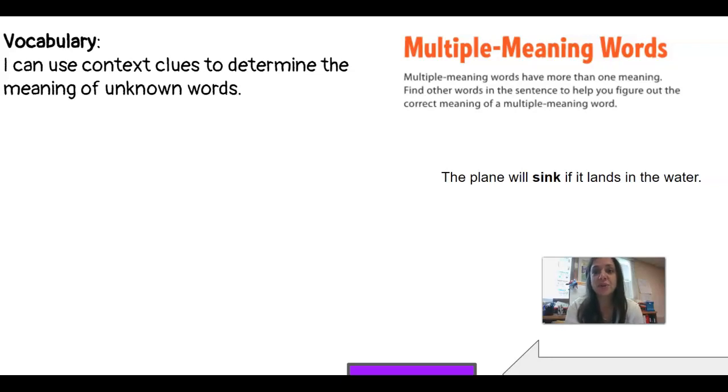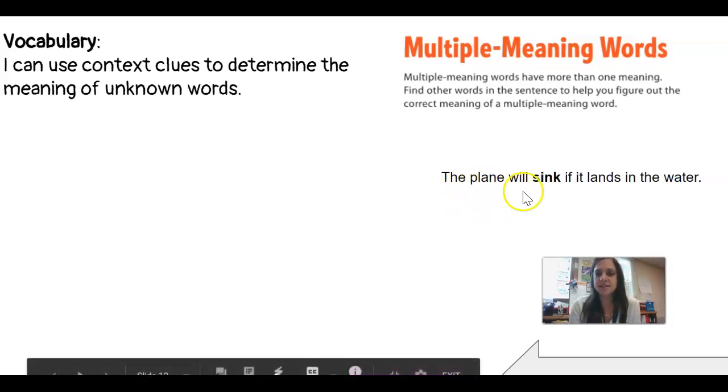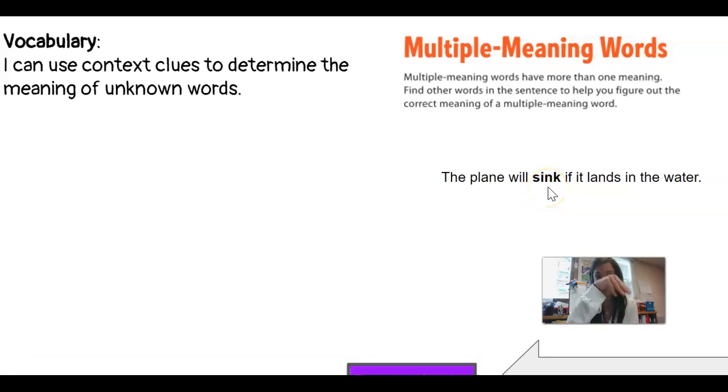We will find other words in the sentence to help us figure out the correct meaning of a multiple meaning word, a word that might have more than one meaning. Here is a sentence with a word in bold. This word in bold has more than one meaning, so it's a multiple meaning word. The plane will sink if it lands in the water.